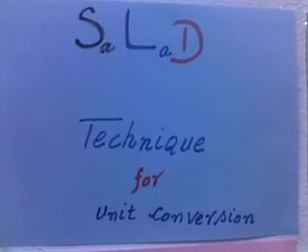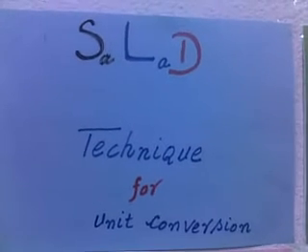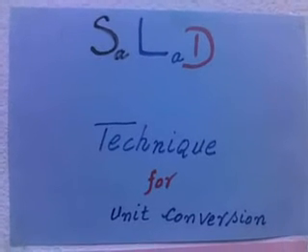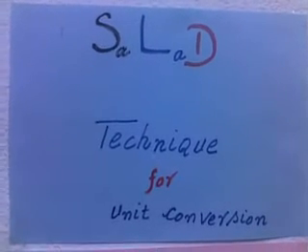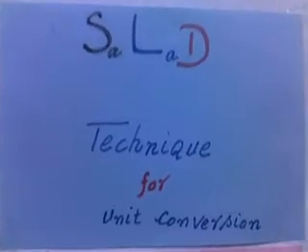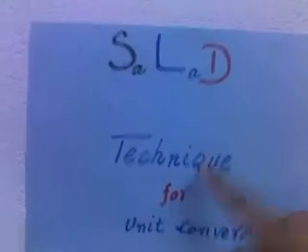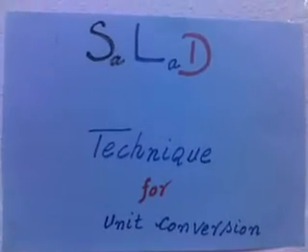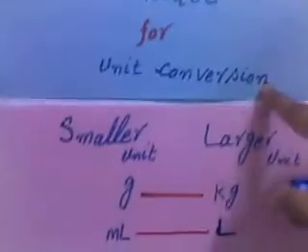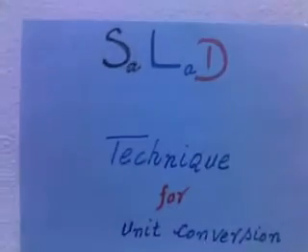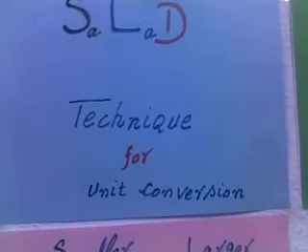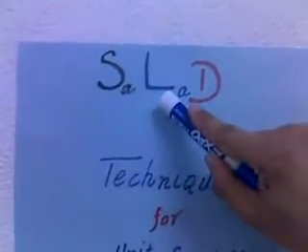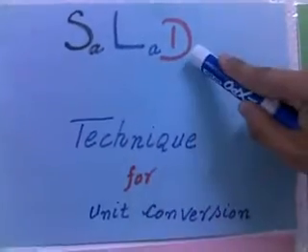In this video we will learn unit conversion, and there is a special technique and tip to memorize and understand, that is the salad technique. Salad technique is used for unit conversion. We want to convert smaller to larger unit and larger to smaller units. S stands for smaller unit, L stands for larger unit, D for division.